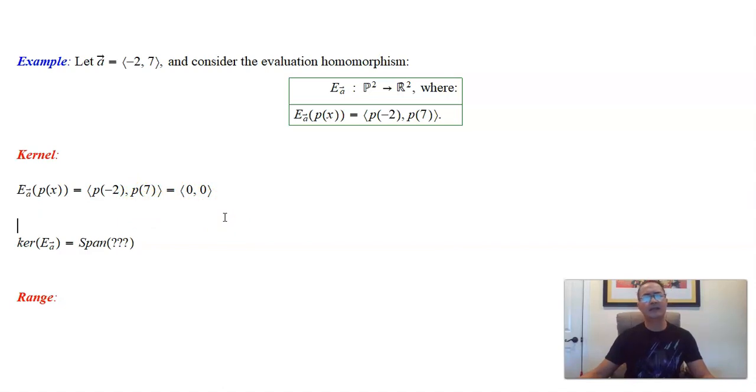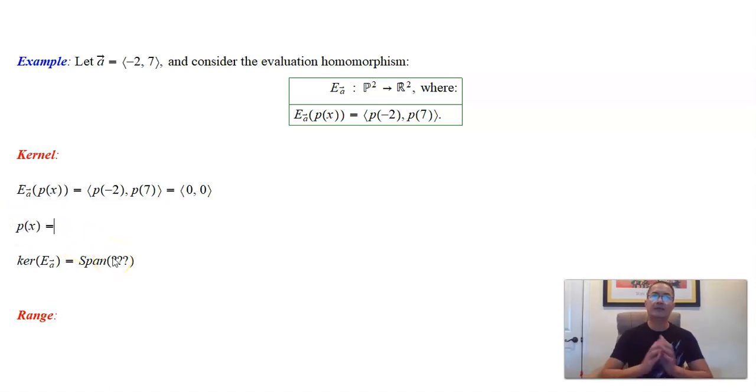Can a quadratic have two roots? Yeah, of course it can. But if it has two roots, then think about factoring that quadratic. What should be its factors? To be 0 at -2, x plus 2 has to be a factor. To be 0 at 7, x minus 7 has to be a factor.